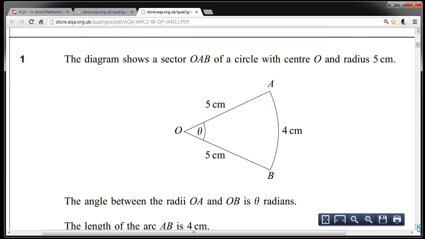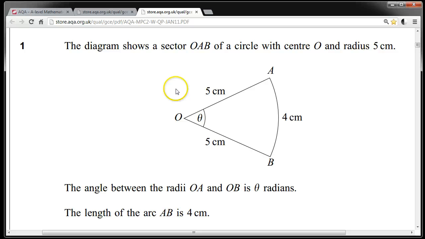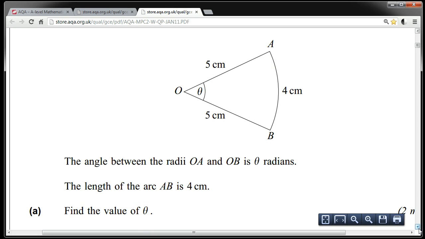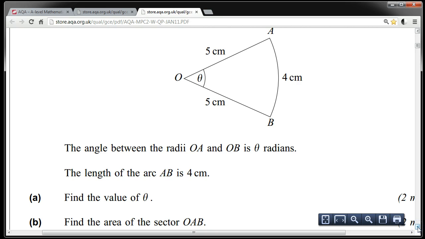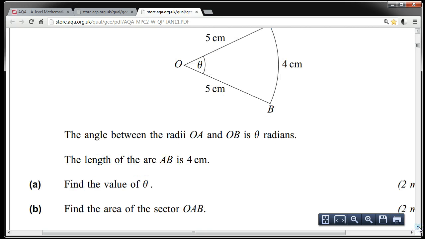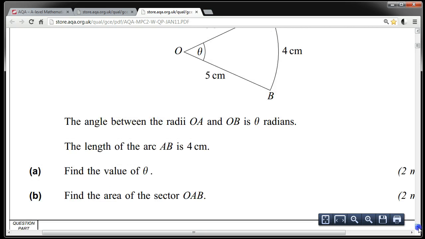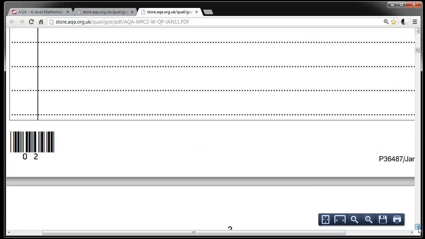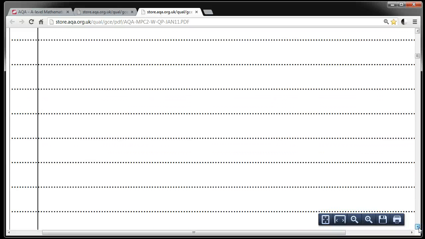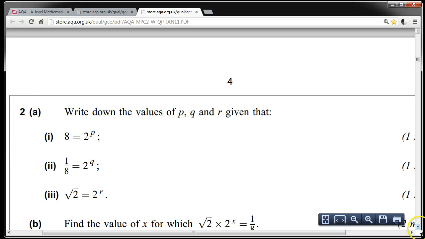So here's the first question. It's a very easy, straightforward question on a sector. It tells you all the information in the picture here. Then it simply asks you for the value of theta, which is very easy to get. Length of arc, and you can get theta, and then the area of a sector. So that's a really easy question to get started with. And as I say, there's copious amounts of room on the paper itself.